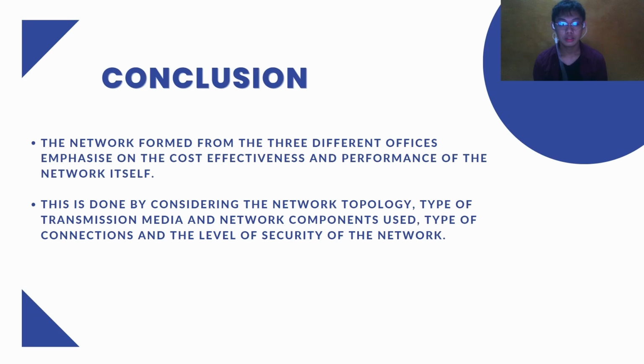From this project, a network diagram has been designed which comprises 3 different offices, Office A, Office B, and Office C respectively. The network built from these 3 different offices emphasizes the cost effectiveness and performance of the network itself. This is done by considering the network topology, type of transmission media and network components used, type of connections, and the level of security of the network. The location of the file server and the web server has been decided based on the most optimal performance which both servers can achieve, which is in Office C.